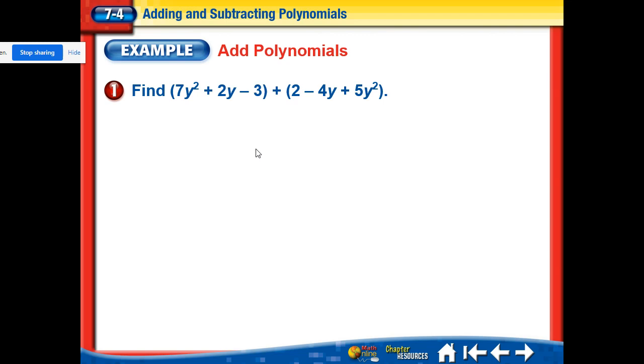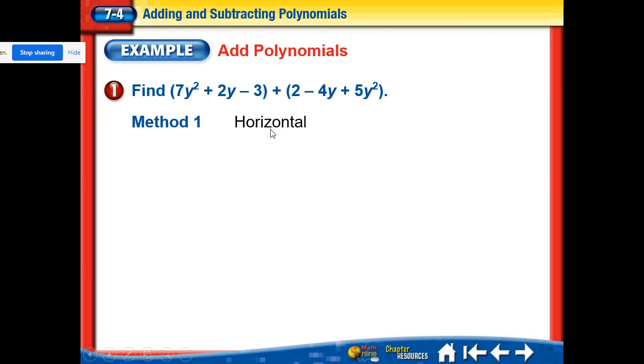So like 7 apples and 5 apples. When I add them together, I have 12 apples. It doesn't change the label. It's not 12 apples squared, or 12 oranges or something different. And when we're adding them together, it's the same kind of thing here. These y squareds only go with y squareds, and they're still just y squareds. They don't change into something different. So when I have this, the 7y squared is going to go with this 5y squared.